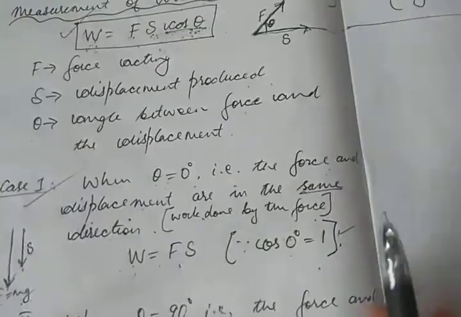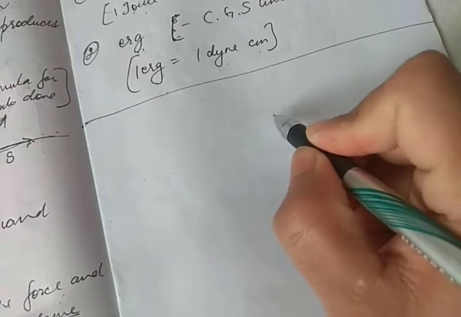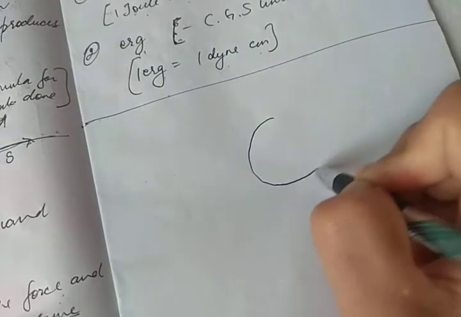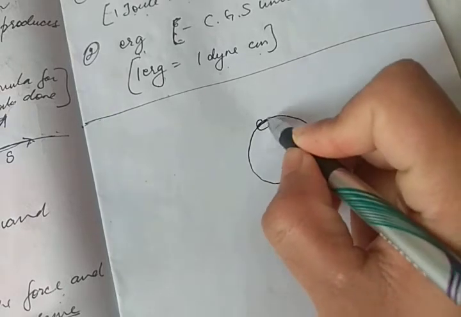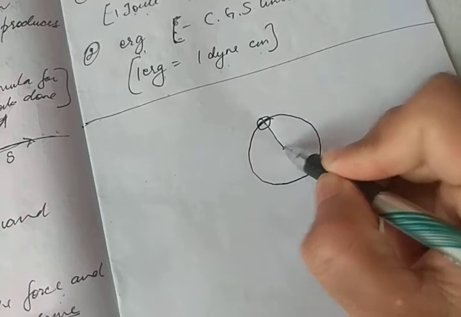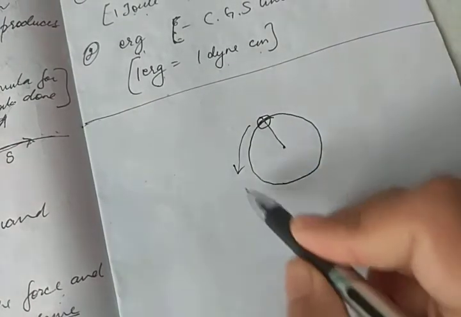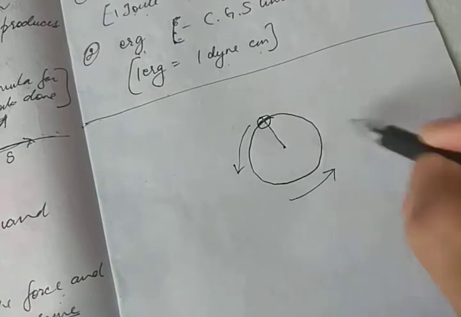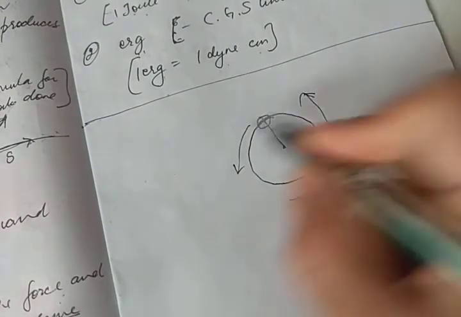Oh, one more example I would like to give you, of theta being equal to 90 degrees. Let me draw it over here. Say for example I take a stone, and it's tied to a thread, and I go on whirling it, rotating it in this direction. The stone is being whirled in this direction.